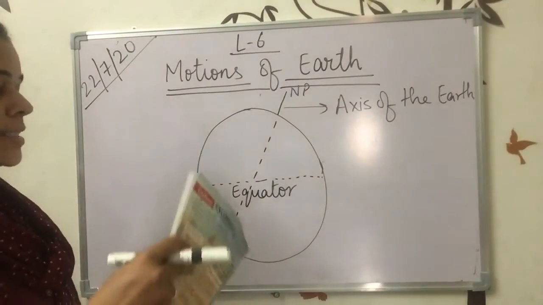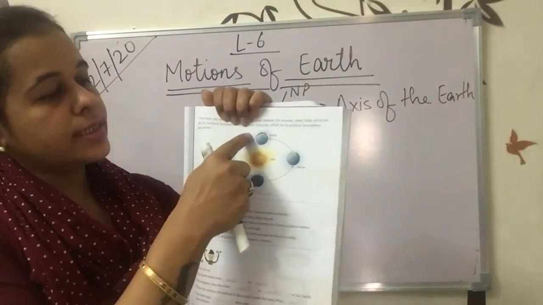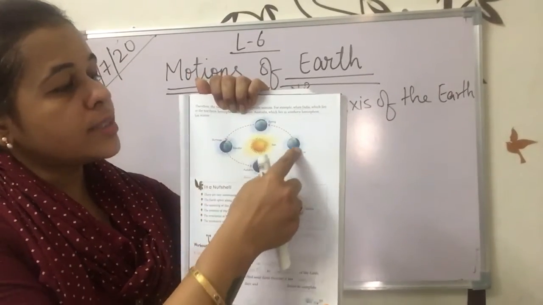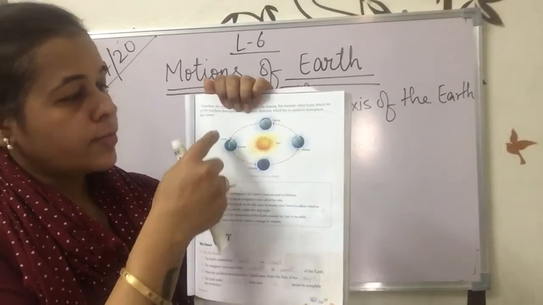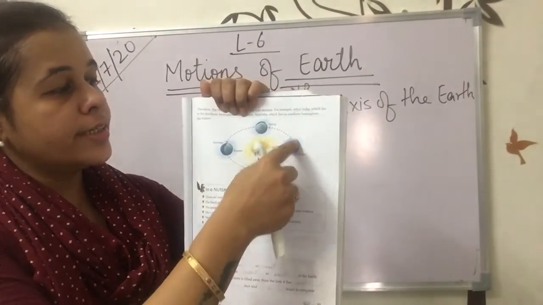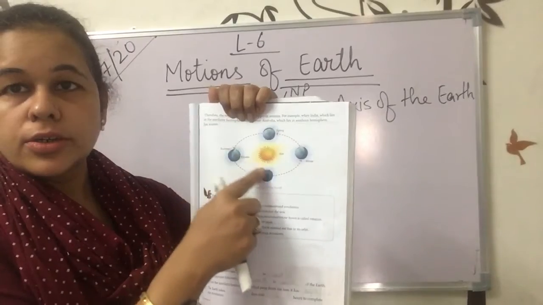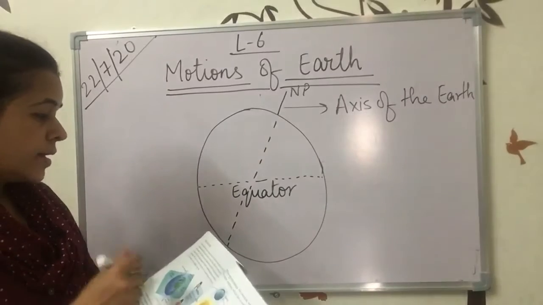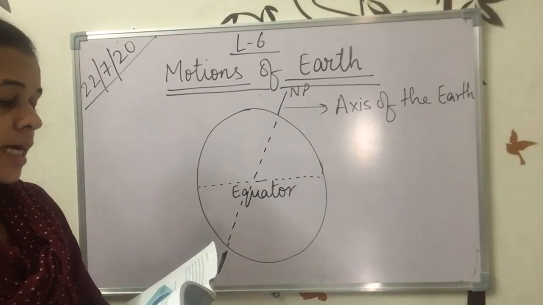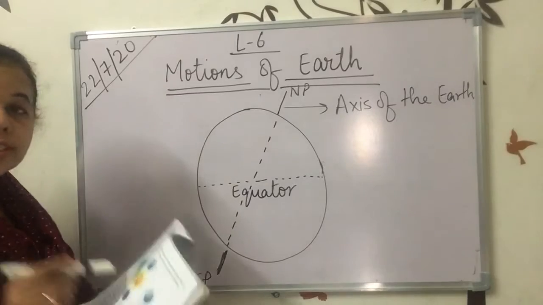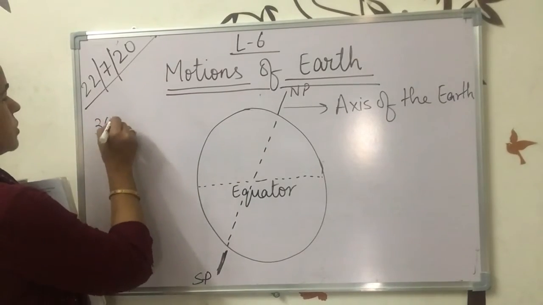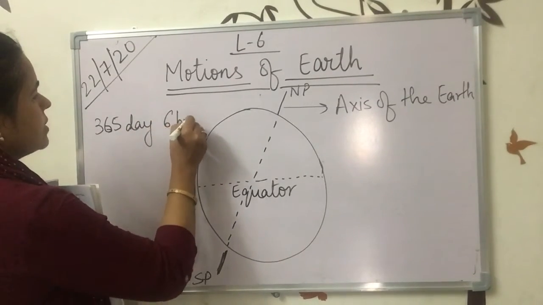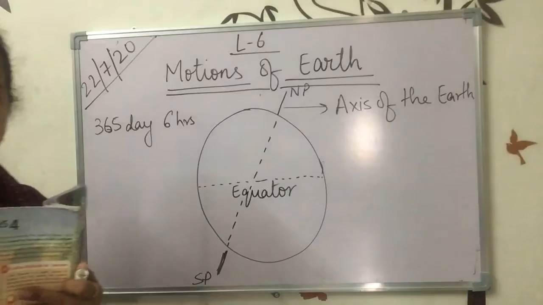So the path, you can see it here. This is the orbit where they are moving. The path is fixed. Once the earth is here, then it takes the position here, then here, then here. This is the revolution of the earth. It takes 365 days and 6 hours for the earth to complete one revolution around the sun. As I said, 365 days and 6 hours, or 1/4 day, you can say.